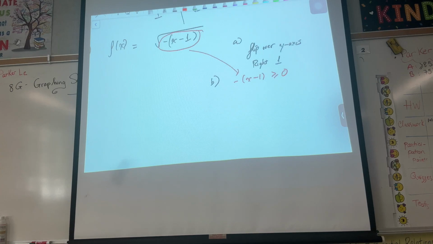Now you're gonna solve this one. How do you solve this? You can distribute first, or you can also divide by -1 first. Either way. Which one do you want to do? Distribute. Okay, let's distribute it. So we have -x -1 +1.